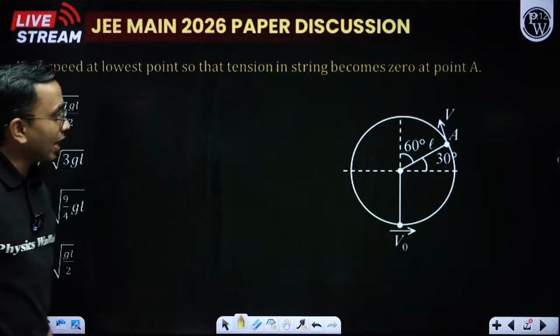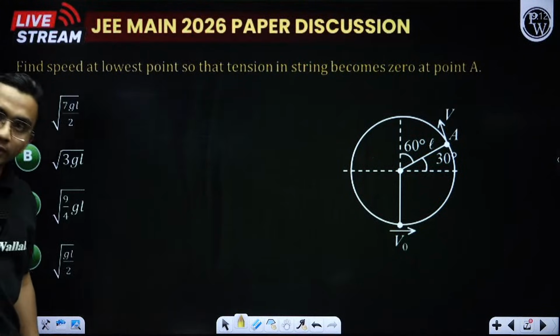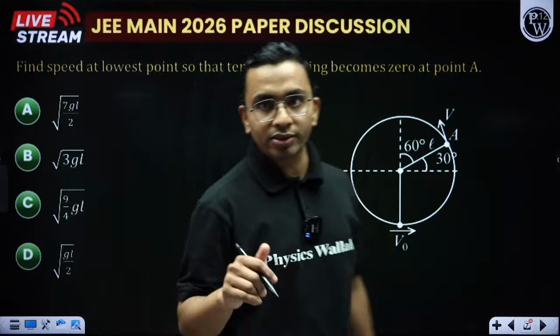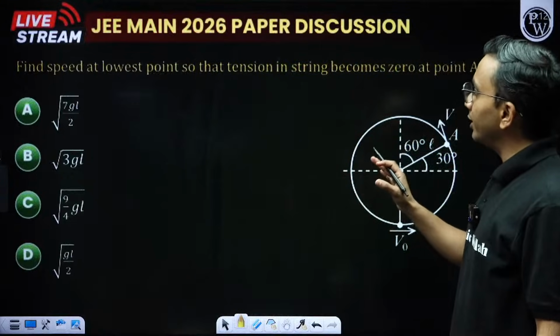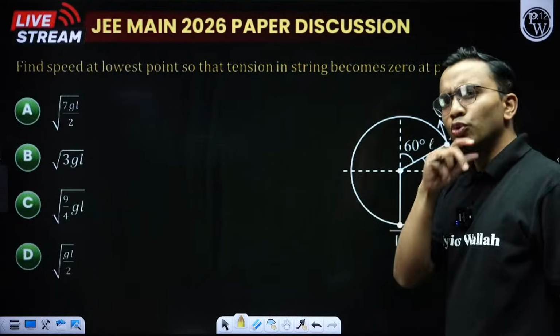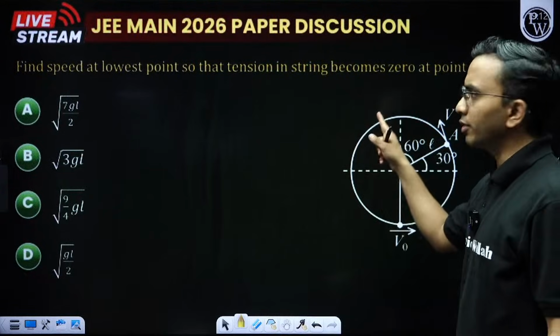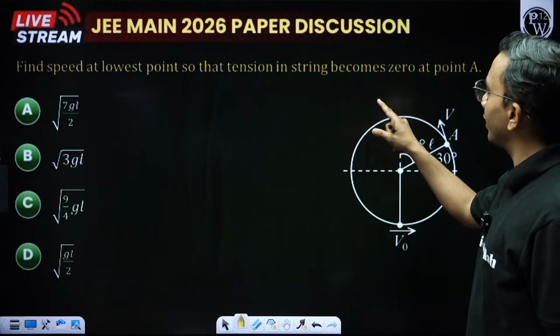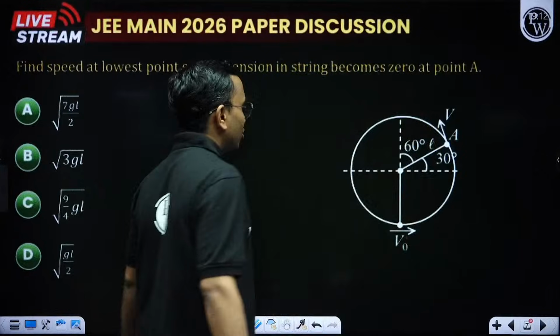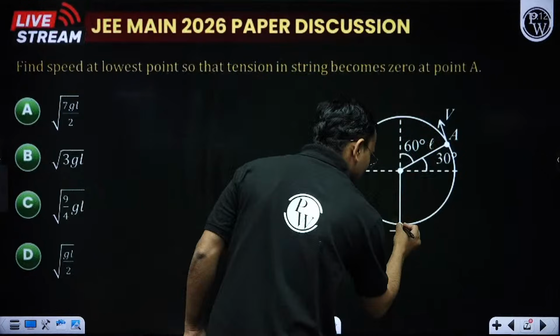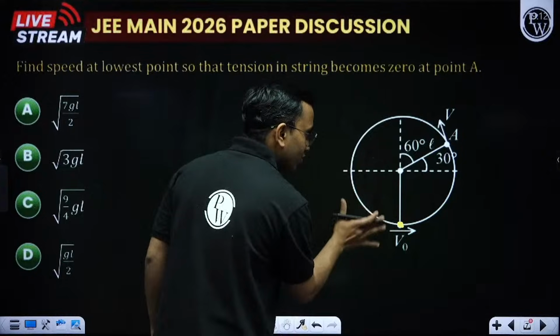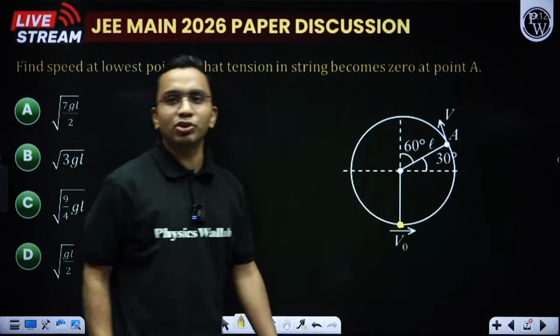Now another question we are having on vertical circular motion. Yesterday also we got one question on vertical circular motion. I think till now 2 questions, and this is the third one. Find speed at lowest point such that tension in the string becomes 0 at point A. So if the speed is V naught, what is V naught such that at A the tension will become 0?